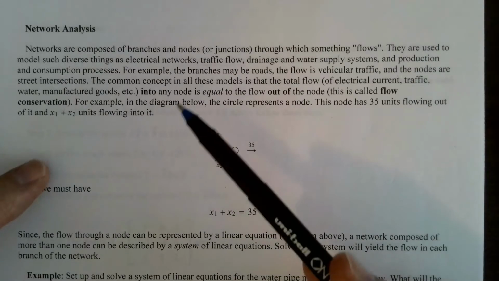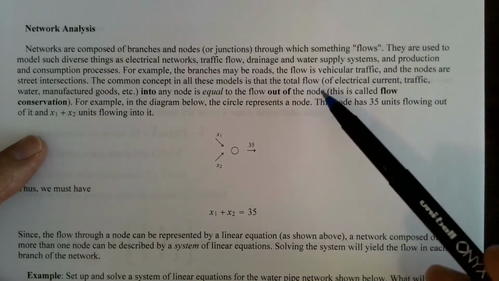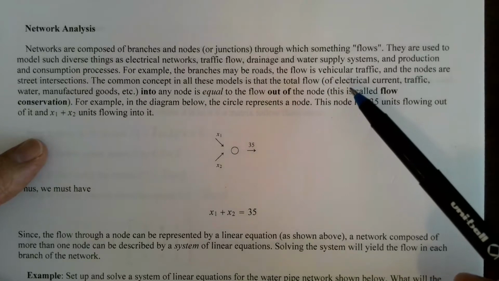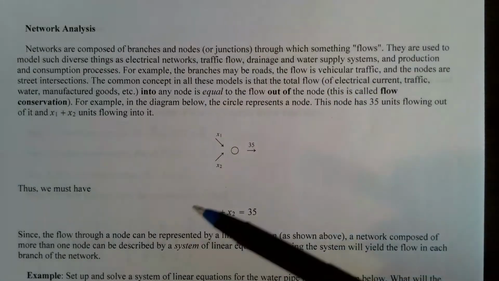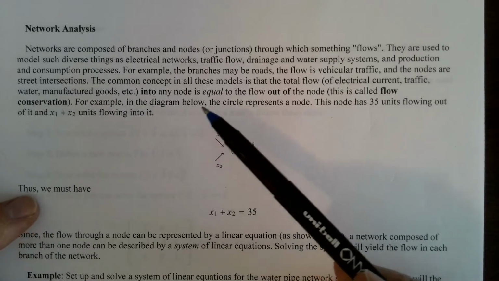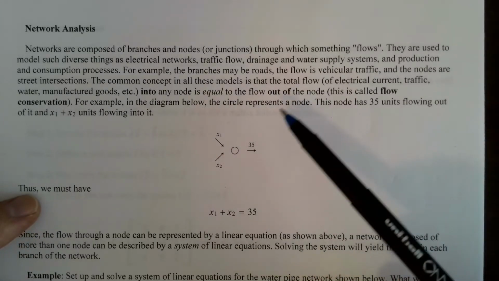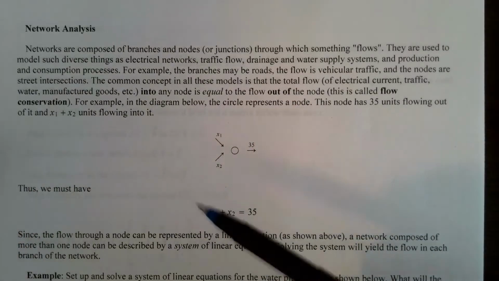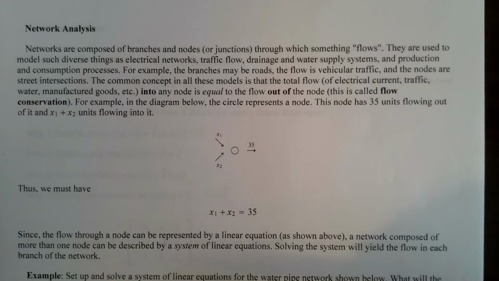The common concept in all these models is the total flow, be it electrical current, traffic, water, manufactured goods, packages, whatever's flowing through our branches there, that flow into any node is equal to the flow out of the node. So flow conservation. So we won't have accumulation of flow at each node in this analysis we're going to do.